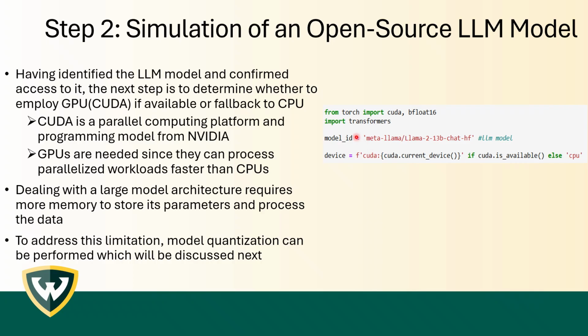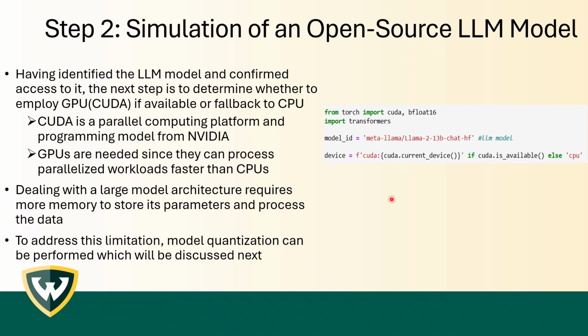Having identified the LLM model, which is in this case Llama2 with 13 billion parameters from Hugging Face, and after getting the approval from Hugging Face, the next step is to set the device. So in this case, we determine whether to employ GPU, which is CUDA here, if available, or fall back to CPU. CUDA is a parallel computing platform and programming model from NVIDIA, and it's needed to perform heavy computations such as matrix multiplication.